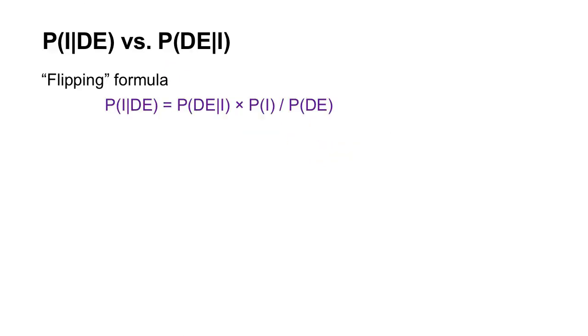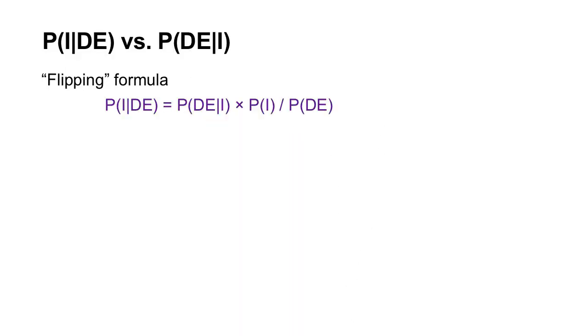Remember the flipping formula. The probability of I given damning evidence equals the probability of damning evidence given I times a ratio of two other probabilities. Now, the question is, what is the probability on the left-hand side? That's really the one. We have found damning evidence against someone, but what's the probability that this person could still be innocent? Or the probability that this person is guilty?